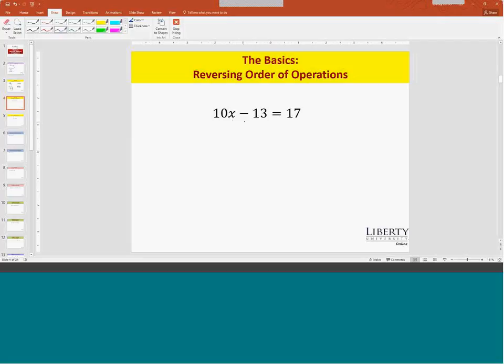We're going to undo what's being done by starting with what's being subtracted from our variable term. So to undo subtracting 13, we're going to add 13 to both sides. I'm going to draw a line down through the equal sign just to show you where this equation is balanced. And just think about it like a scale or a balance. I'm not an artist, so please don't judge my artistry here.